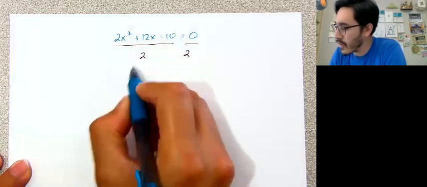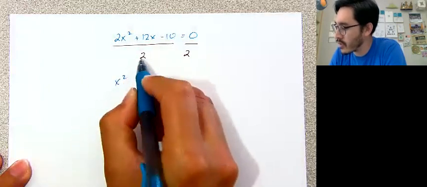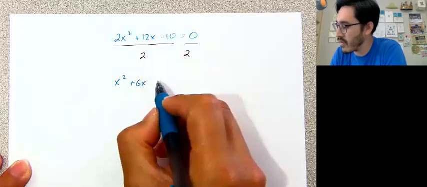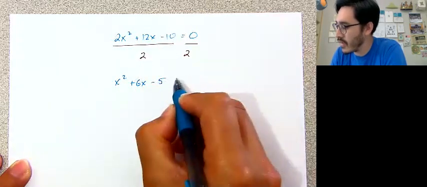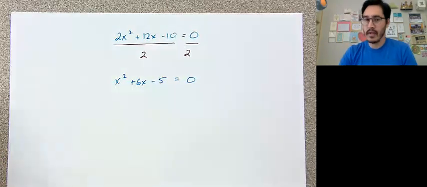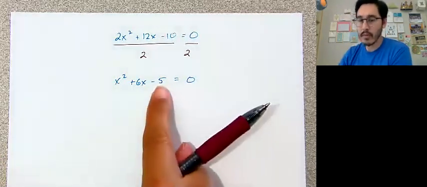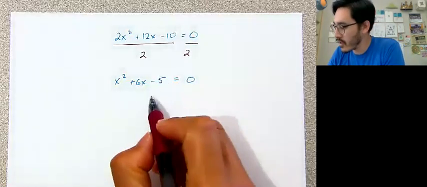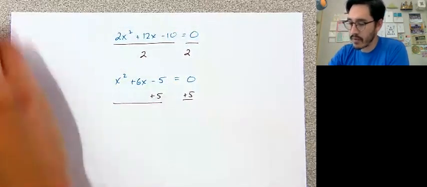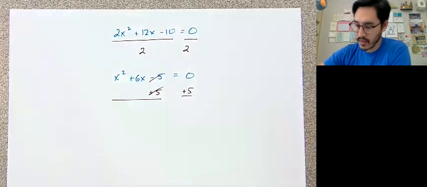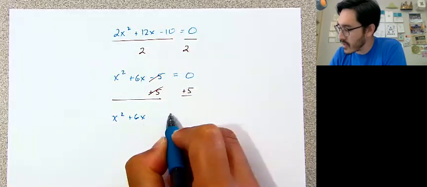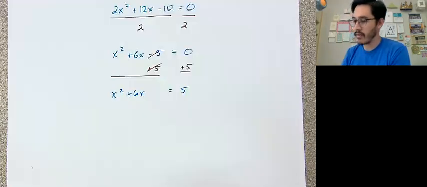So 2 divided by 2 is 1x squared. 12 divided by 2 is going to be 6x. Negative 10 divided by 2 is negative 5. And 0 divided by 2 is 0. Now we're going to move the constant over. So just add 5 to both sides. So x squared plus 6x is equal to 5.